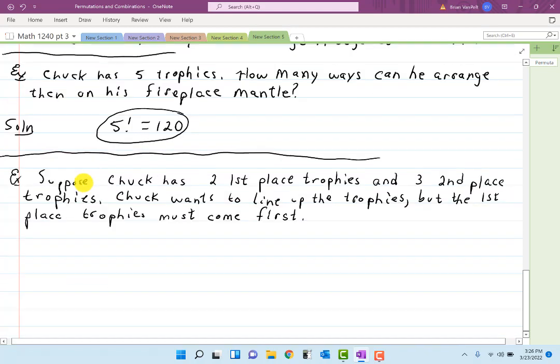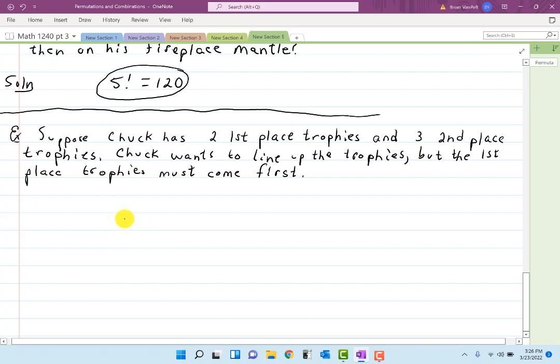So the way he has it, I think I can make a picture like this. Let's look at, this will be the first place ones. So this will be first place trophies. And then he's got his second place trophies. All right, for the first place trophies, he's got 2 of them. That means inside of this, he has a first and second spot. So first and second. And over here, he has 3 second place trophies. So he has a first, second, and third spot.